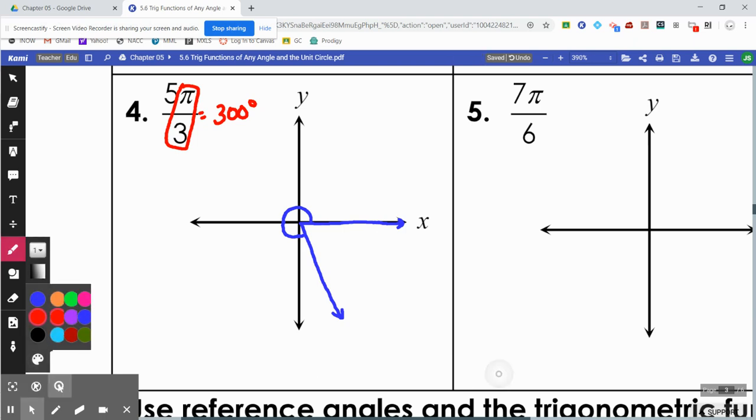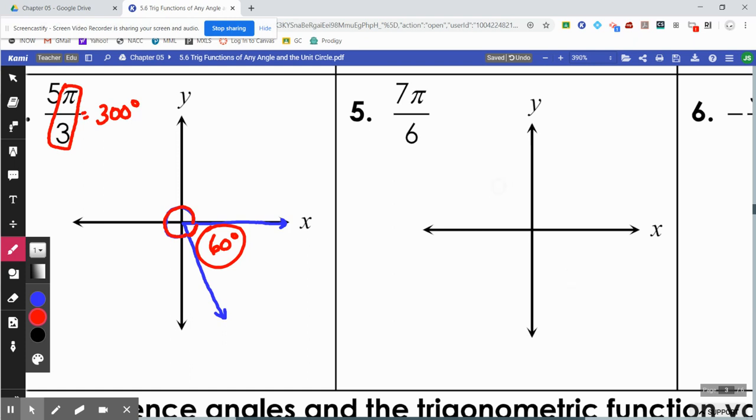Again, however, to find our reference angle, we're looking for this angle. So if 360 is all the way around, and this is 300, then this must be the other 60 degrees, which will be your reference angle. Next one, again, let's go ahead and change it. Pi over 6, that's 180 divided by 6, which is 30. So this is 7 times 30. This is a 210-degree angle.